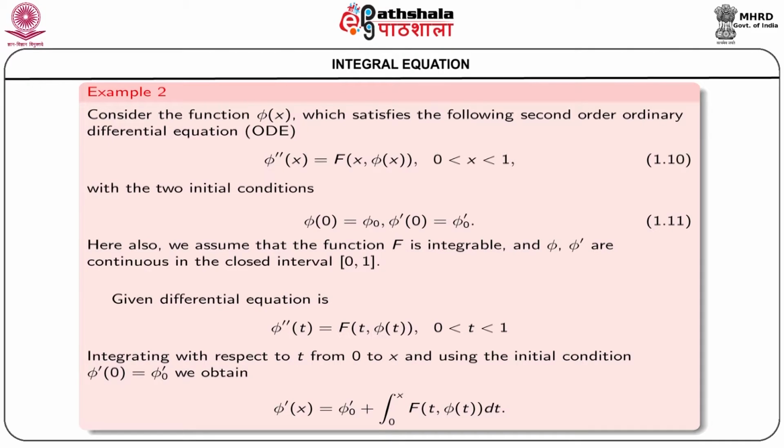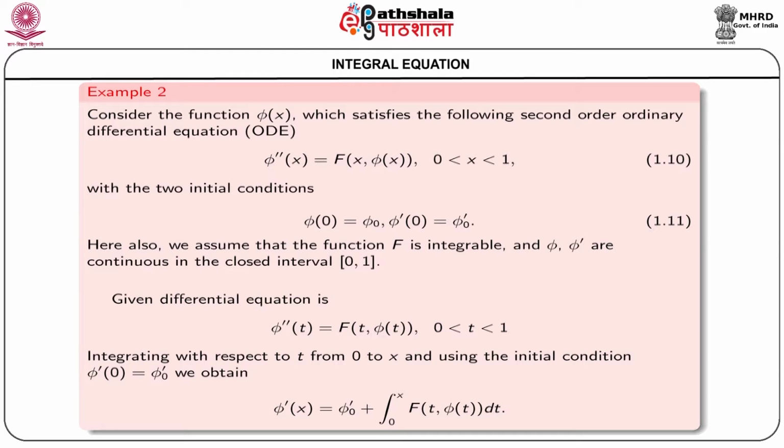Now we come to the second example. We consider the function phi x which satisfies the following second order ordinary differential equation given by d2 phi dx2 equal to capital F, which is a function of x, phi x. X lies in the interval 0 to 1. And two initial conditions are there.